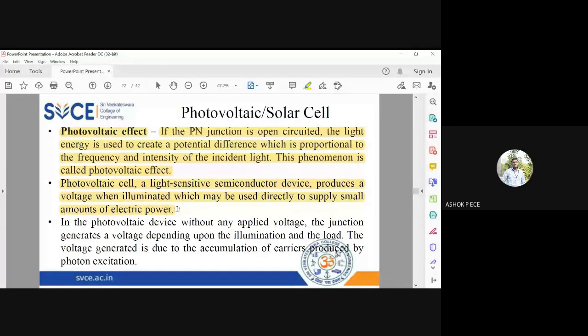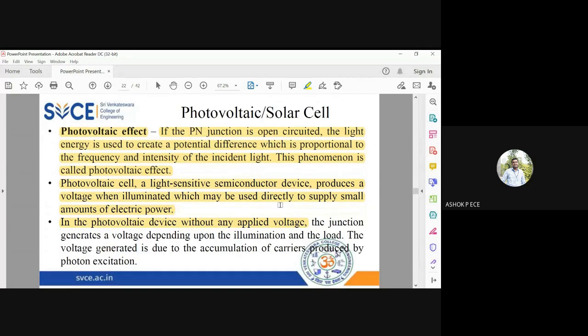So the photovoltaic device works without any applied voltage. Words are very very important. In photodiode, I have to keep the diode in reverse bias, plus I have to focus my light. But in the photovoltaic device, I need not apply any biasing to my device.